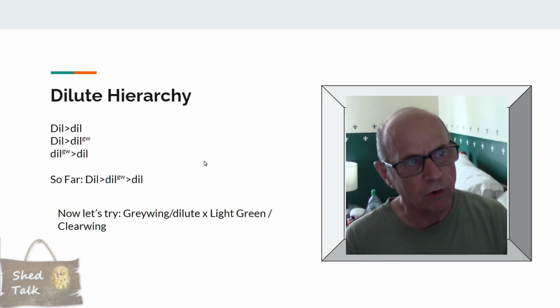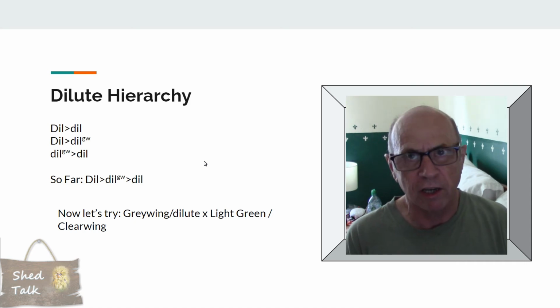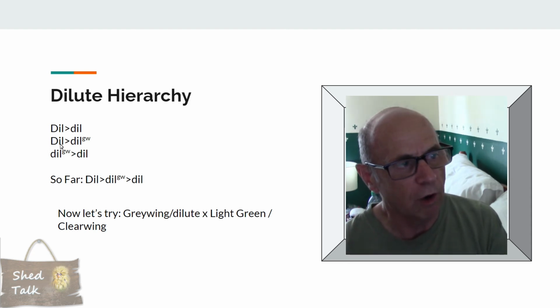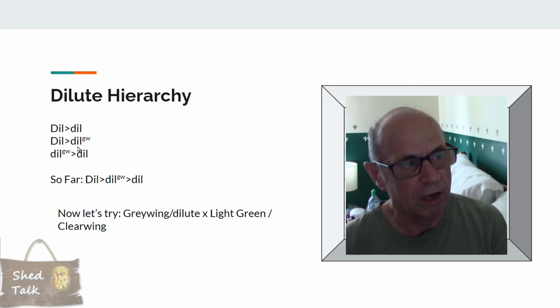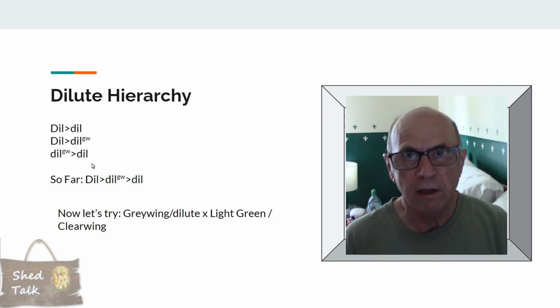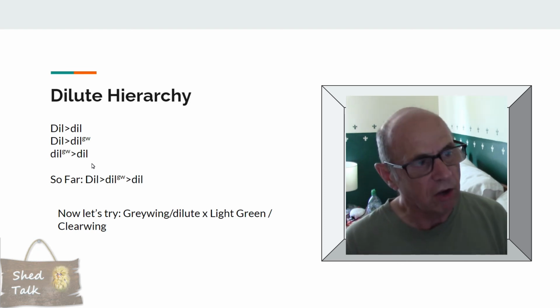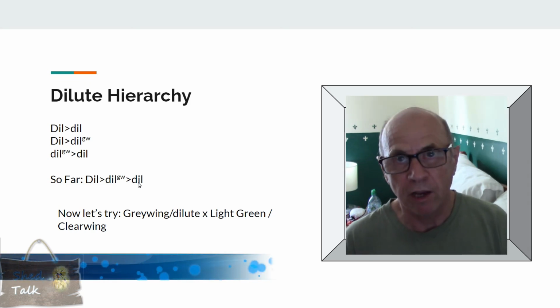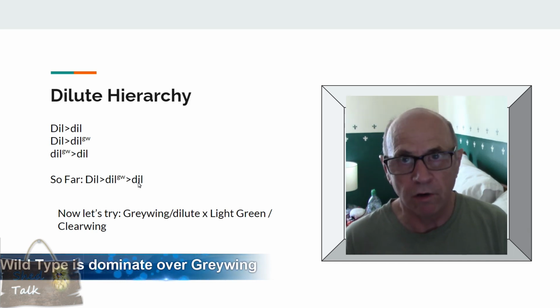Okay, so we're beginning to explore the hierarchy for the dilute gene family, as I say, and here we can see it. So we know that wild type is dominant over the dilute allele. We know that the wild type is dominant over the grey wing allele, and in terms of the grey wing and dilute interaction, then the grey wing is dominant over the dilute. So far you can see where I've written it at the lower part here, we can see that it goes, in terms of the hierarchical order, wild type is dominant over grey wing, and grey wing is dominant over dilute.